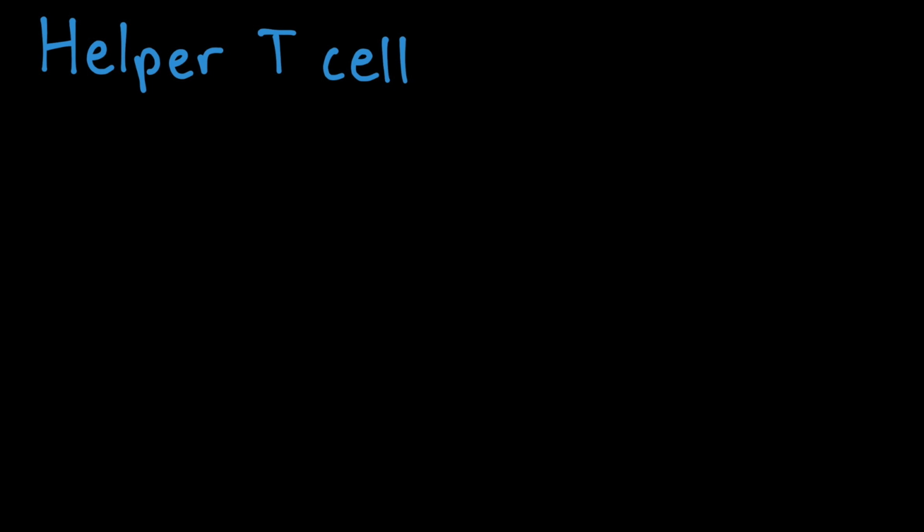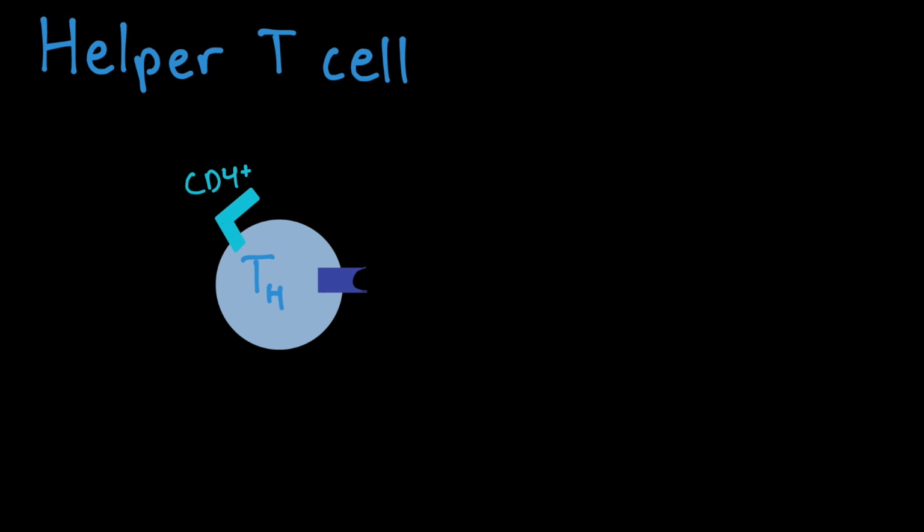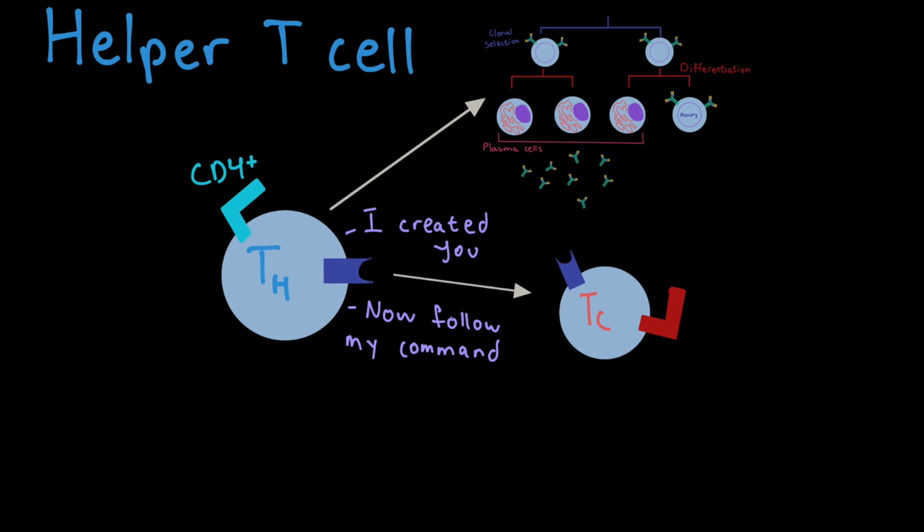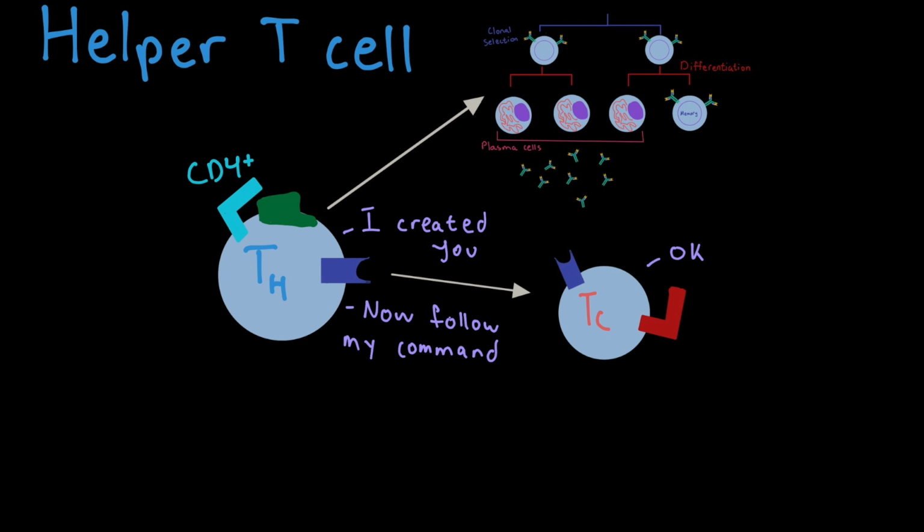The second class are known as helper T cells. These cells contain the CD4 receptor and aid in the production of B cells, cytotoxic cells, and the action of cytotoxic cells. Helper T cells are the army general of the T cells.